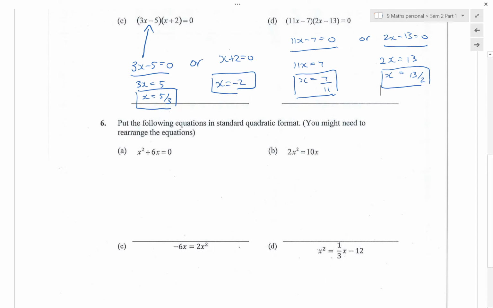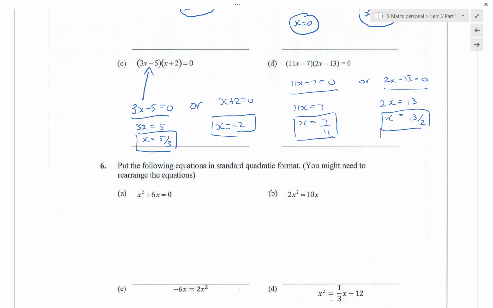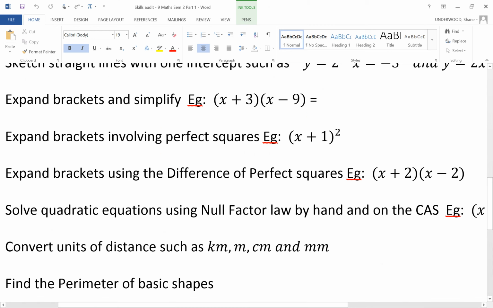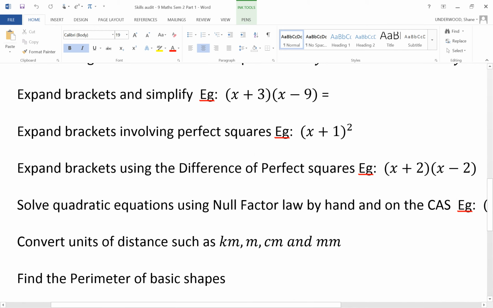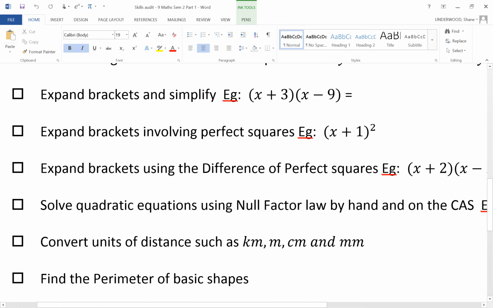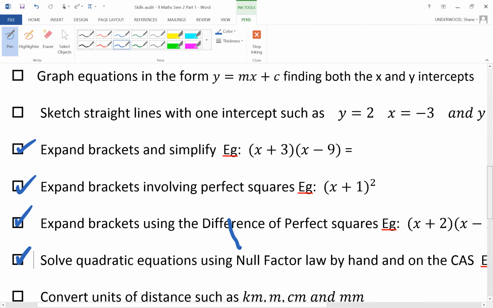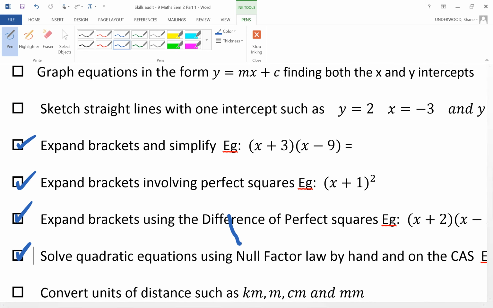We won't worry about those because we're going to finish soon. So I'm going to stop there, but guess what? With 3 minutes to spare, we have just been through your skills audit. Do you reckon we could solve quadratic equations using null factor law? Yeah. I reckon we could check that box as well. So today, what we've done in today's lesson is we've done this, we've done this, we've done this, we've done this. That's pretty much what to expect. All right, I'm going to stop.